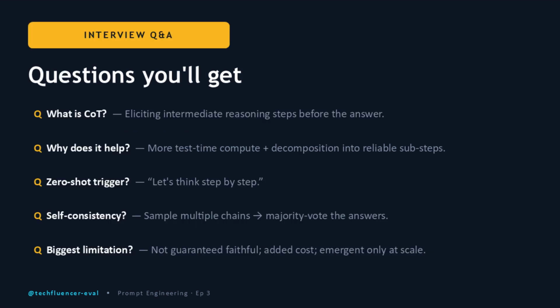Quick interview prep. The questions you'll actually get. What is chain of thought? Eliciting intermediate reasoning steps before the answer. Why does it help? More test-time compute, plus decomposition into reliable substeps. Zero-shot trigger? "Let's think step by step." What is self-consistency? Sample multiple chains and majority vote. Biggest limitation? The reasoning isn't guaranteed to be faithful, plus added cost, and it's emergent only at scale.